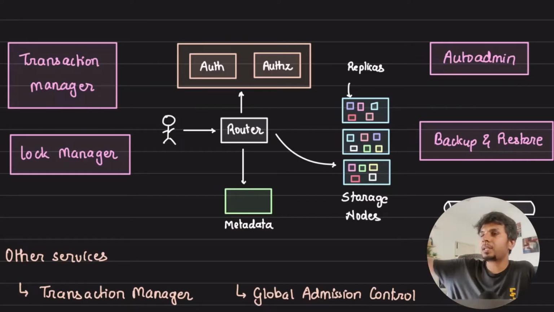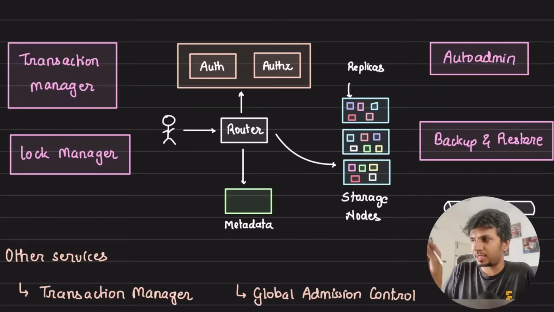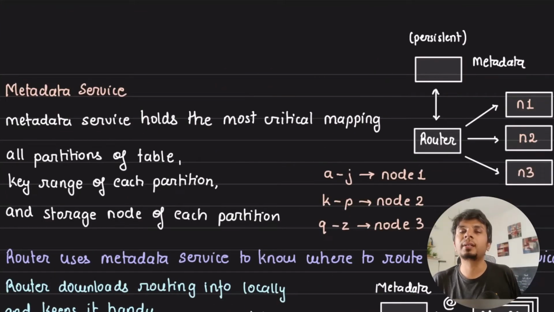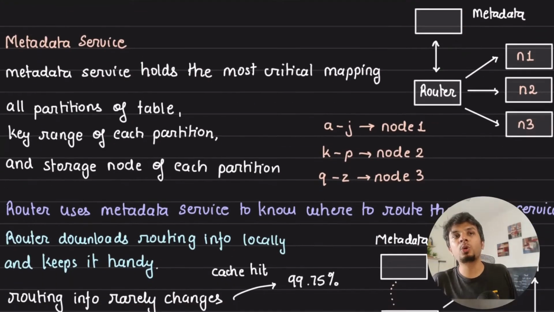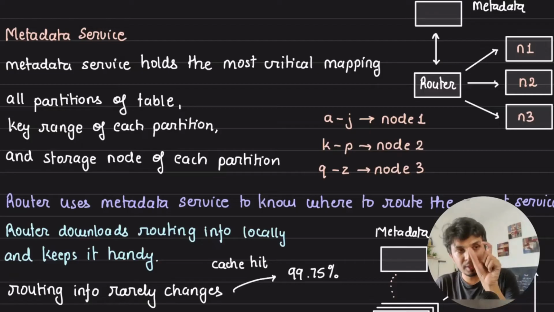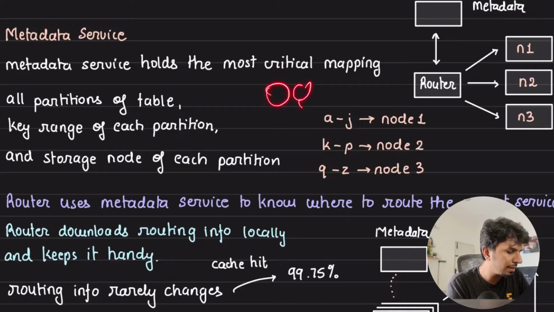Metadata responds, hey, please talk to storage node 2. Your router then forwards the request to storage node 2. Storage node 2 does the processing, sends a response to the router, which sends a response back to the user. So here you see the criticality of metadata service because it owns the metadata, the data about the data. Metadata service holds the most critical mapping: this is a table, in this table these are the partitions, this partition owns this particular key range, and this key range is present at these storage nodes. All this information is stored over here. So for each table in DynamoDB, you have this table has these partitions.